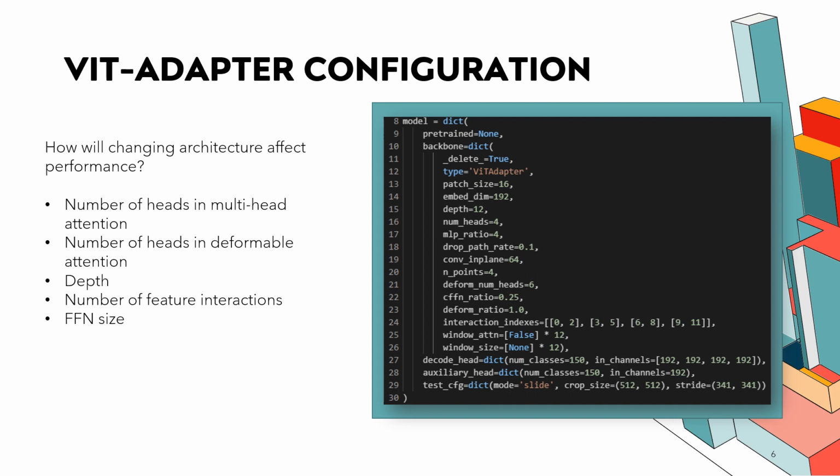We investigated the following hyperparameters: number of heads in multi-head attention, number of heads in deformable attention, and the feed-forward network size. Initially, we were interested in the number of feature interactions and the number of encoder layers between each interaction, but due to time and complexity, we were not able to get this hyperparameter to work outside of its default values.